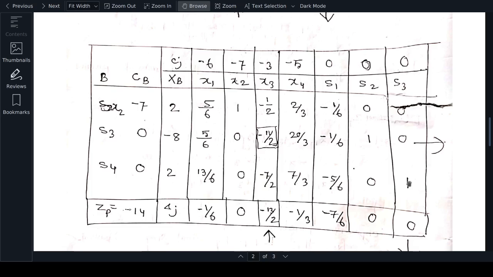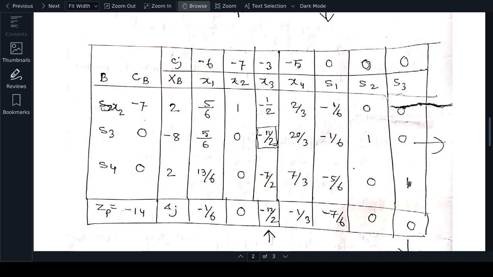And the first one is minus 10, how to replace? So minus 10 will be minus 10 minus 1 into minus 12 divided by minus 6. Next, 0, how to replace 0 in the third table? So 0 minus minus 1 into minus 5 divided by minus 6. Ultimately, we get 5 by 6.